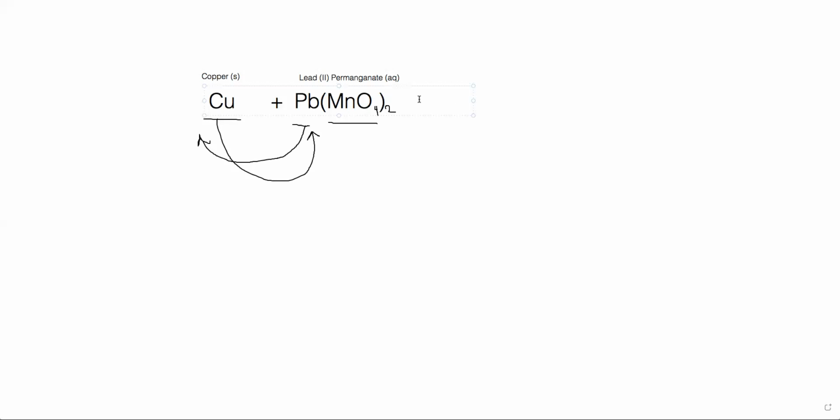So let's see if we can predict the products. Here, I want to see if you can do that. See if you can predict what the products might be, considering that this is a single replacement. So it's going to look like Cu plus Pb equals.